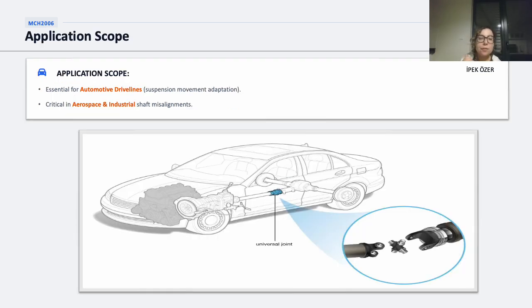If we look at the application scope, which is an integral and essential part of automotive drivelines, this image here highlights the positioning of the universal joints in car bodies. Also, this little braid solution is critical in aerospace and various other industrial sectors. Shortly, we can say that it plays a vital role in transmitting power smoothly across different systems.